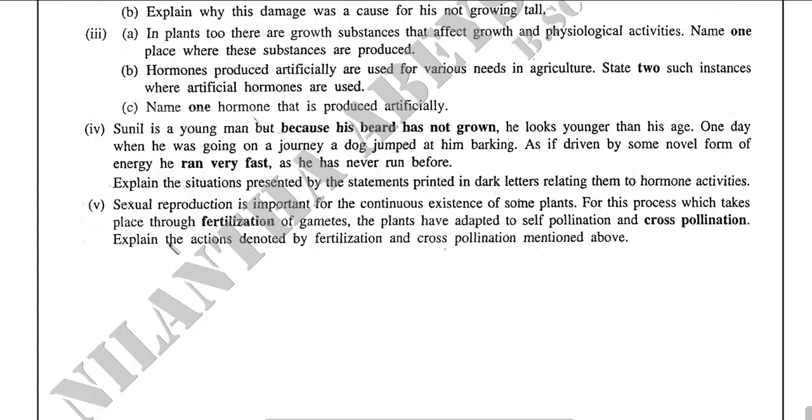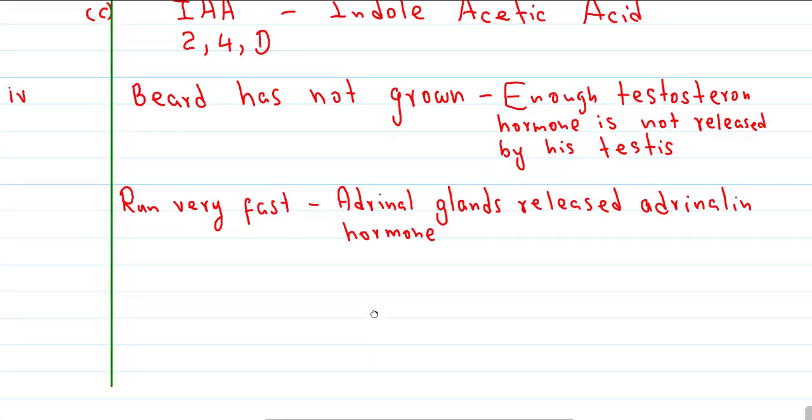Number 5. Sexual reproduction is important for the continuous existence of some plants. For this process, in the grade 10 lesson, it takes place through the fertilization of gametes of the plants, which have adapted to self-pollination and cross-pollination. Explain the action denoted by fertilization and cross-pollination. I will explain it for your knowledge. I will just draw it there.